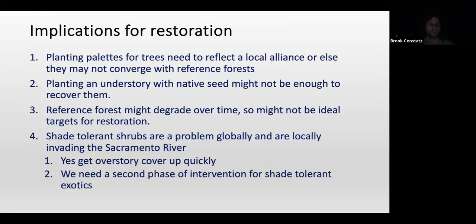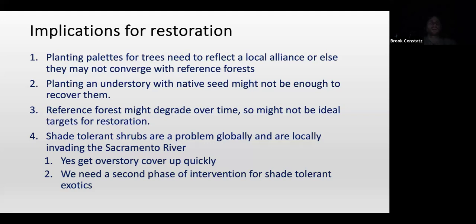And so my implications for restoration, these might be kind of broad and maybe not super specific, but when you create a planting palette for trees, they need to reflect local alliances on the landscape. Like you need to have a willow cottonwood alliance, or you need to have some sort of elderberry savanna, something that you would find in that larger landscape, not a planting of a bunch of different species. A lot of restoration along the Sacramento River has been changing, and a lot of new projects are thinking about more realistic assemblages.